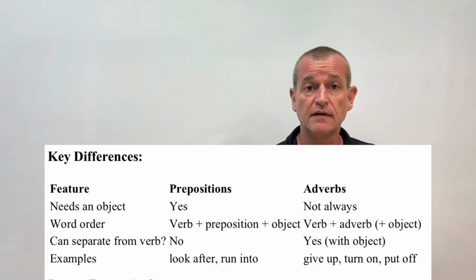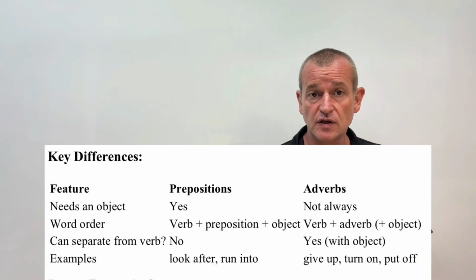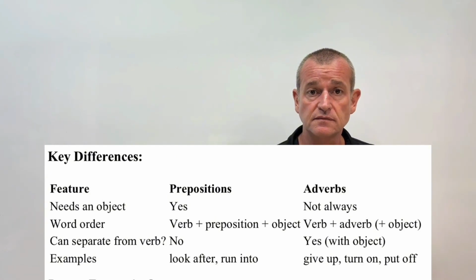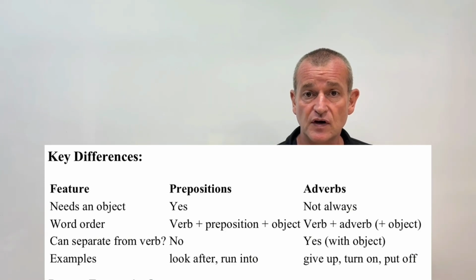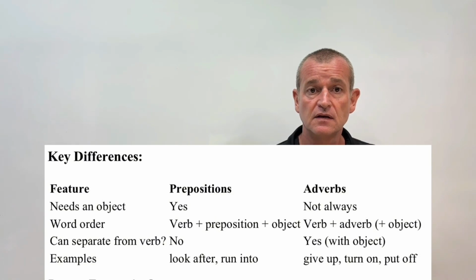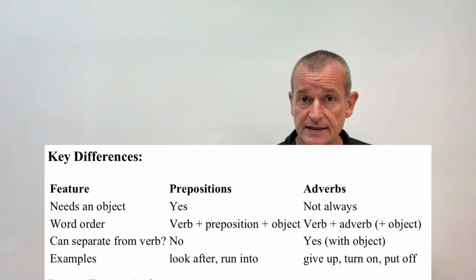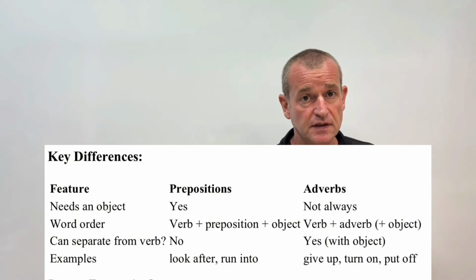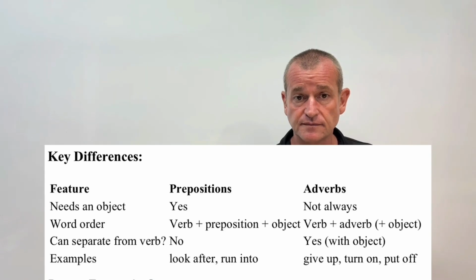Key differences. As you can see on the screen, we've got the feature, prepositions, and adverbs. Does the feature need an object? Prepositions yes, adverbs not always. Word order: verb, preposition, object. Verb, adverb, object if needed. Can we separate the verb? Preposition no. Adverb yes when we use an object. Examples: prepositions look after, run into. Adverbs give up, turn on, put off.